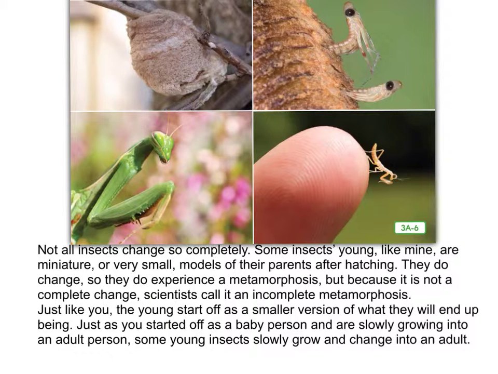Not all insects change so completely. Some insects' young, like mine, are miniature models of their parents after hatching. They do change, so they do experience a metamorphosis, but because it is not a complete change, scientists call it an incomplete metamorphosis. Just like you, the young start off as a smaller version of what they will end up being, just as you started off as a baby person and are slowly growing into an adult person. Some young insects slowly grow and change into an adult.